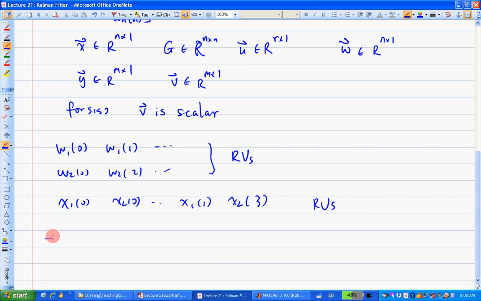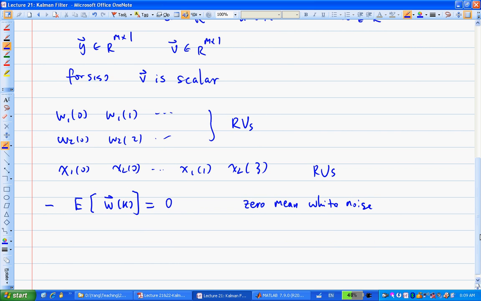So some of the properties now. The expected value of this W of k. Apparently it's going to be 0 because it's a zero mean white noise, right? So there's going to be 0 here. And the same thing for the expected value of the V. It's also going to be 0.